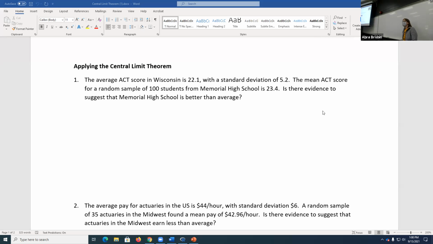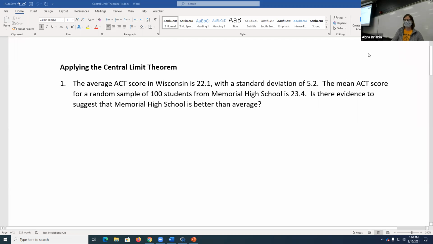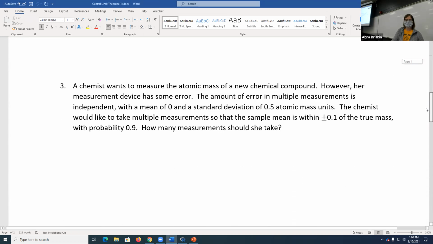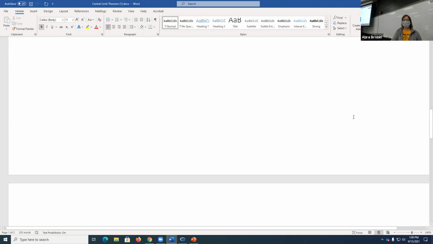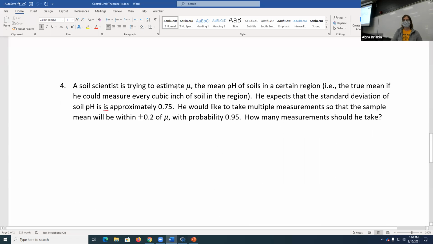All right, welcome everyone. So when we left off last time, we were working on this set of problems on applying the central limit theorem. And we had talked about problem 3, computing a sample size to get a probability of at least 0.9 of being within a certain range of the true mean. So I think based on that, you'll be able to solve problem 4 on your own.